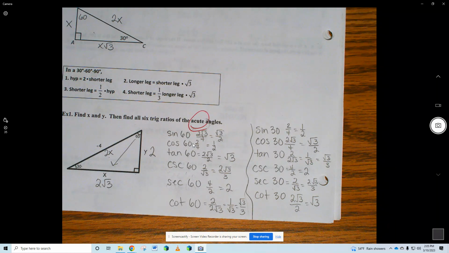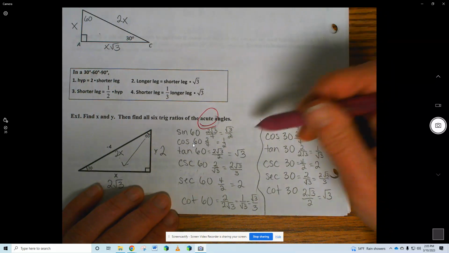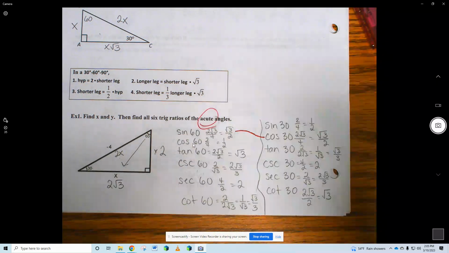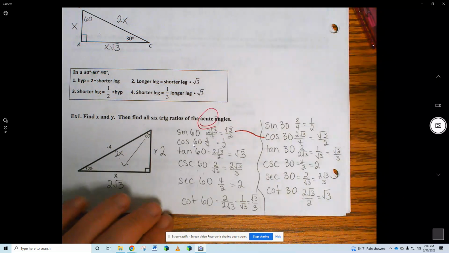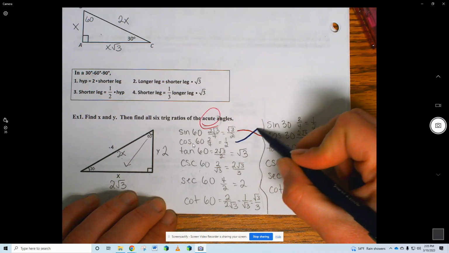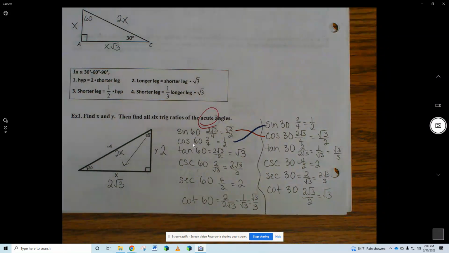So I'm going to start drawing lines, and I'll do some colors to keep it all organized. Sine of 60, she said, was the same as cosine of 30. Well, you both said those things. Okay. What else?